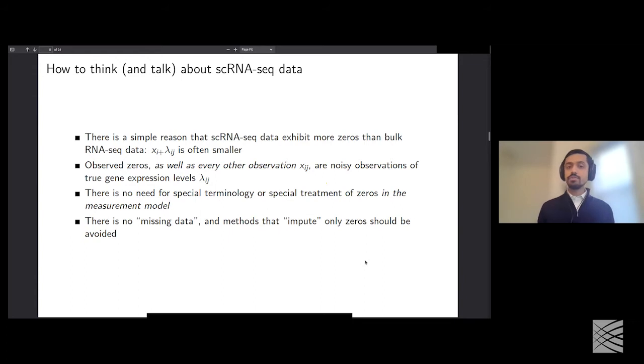And there are many reasons why that might not be true. The actual process of cell preparation, library preparation, and so on, is particularly stressful to RNA molecules, and different RNA molecules have different chances of surviving all of these different processes to make it to be measured.